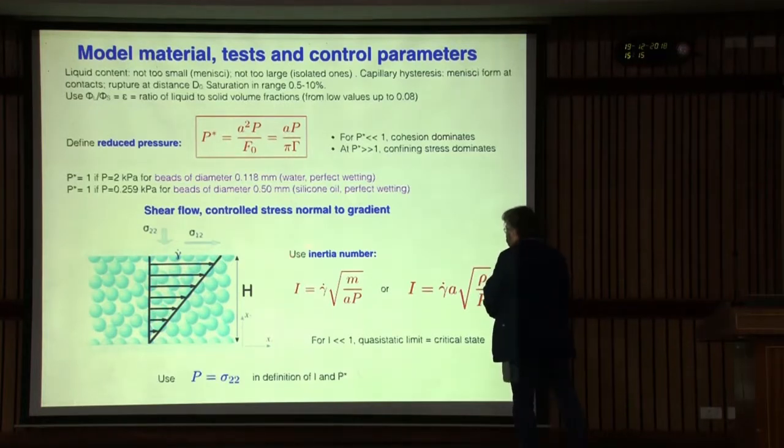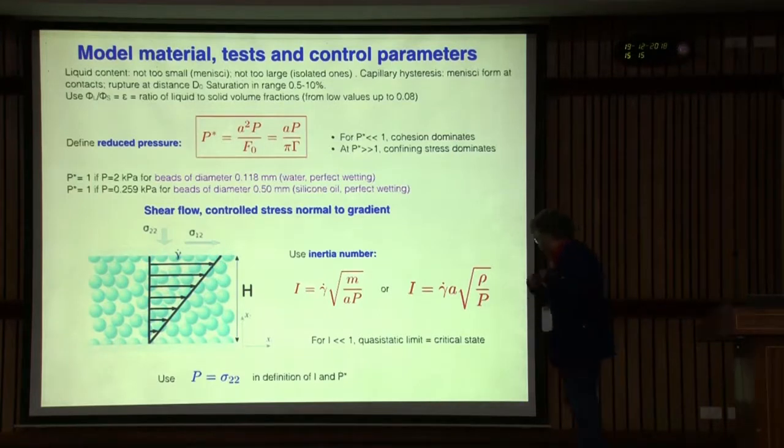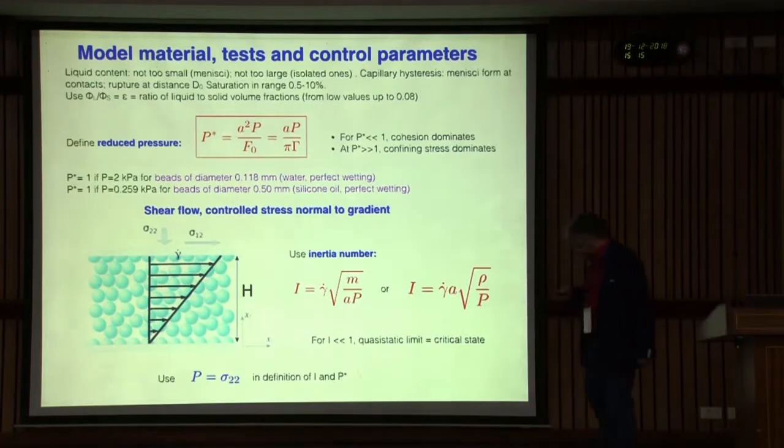And we have this inertial number, already used by different speakers in this conference, characterizing the distance to the quasi-static limit, which is the so-called critical state of geomechanics.